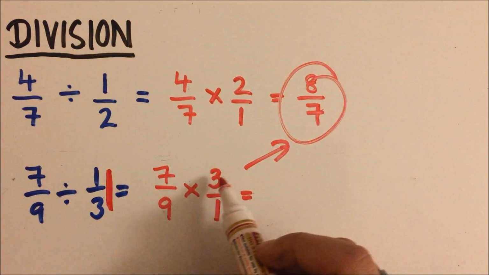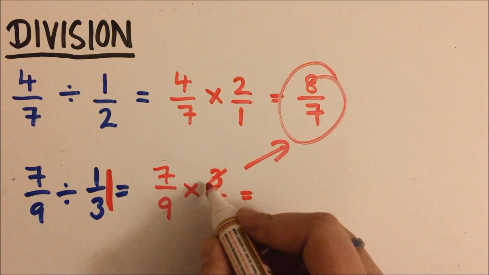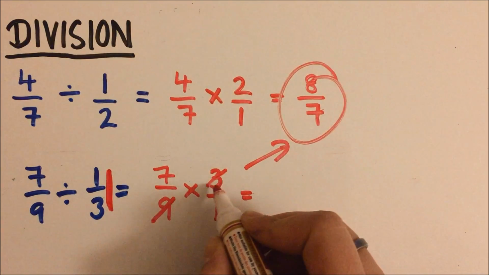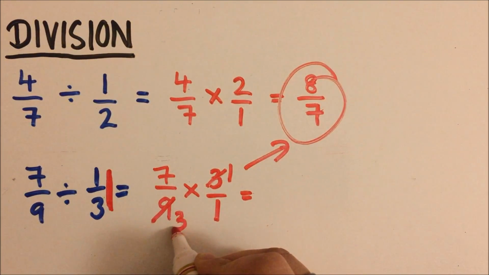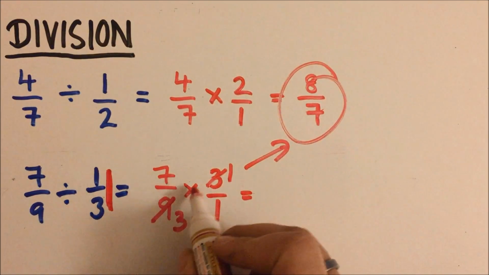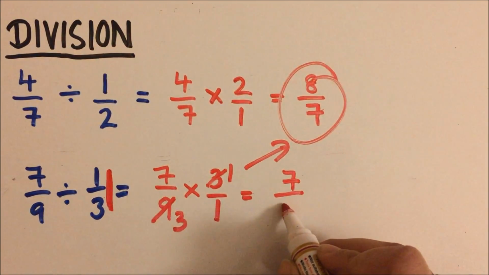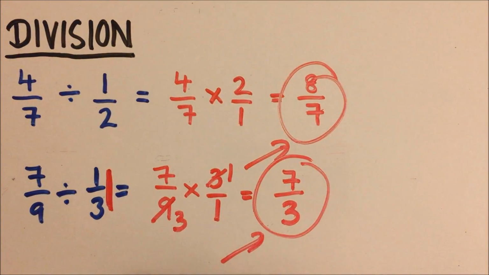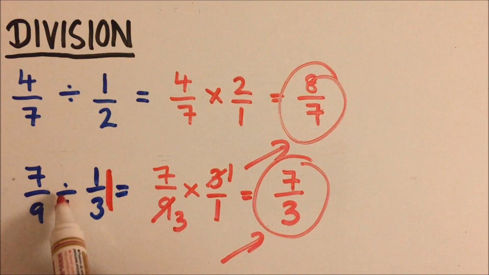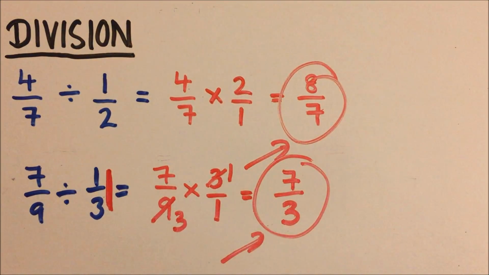I can see two numbers that can cancel down, and that is 3 and 9. They both go in the times table of 3. So 3 times 1 gives us 3, and 3 times 3 gives us 9. So 7 times 1 to give us 7, and 3 times 1 to give us 3. And that is the simplified version. So 7/9 divided by a third is the same as 7/3.